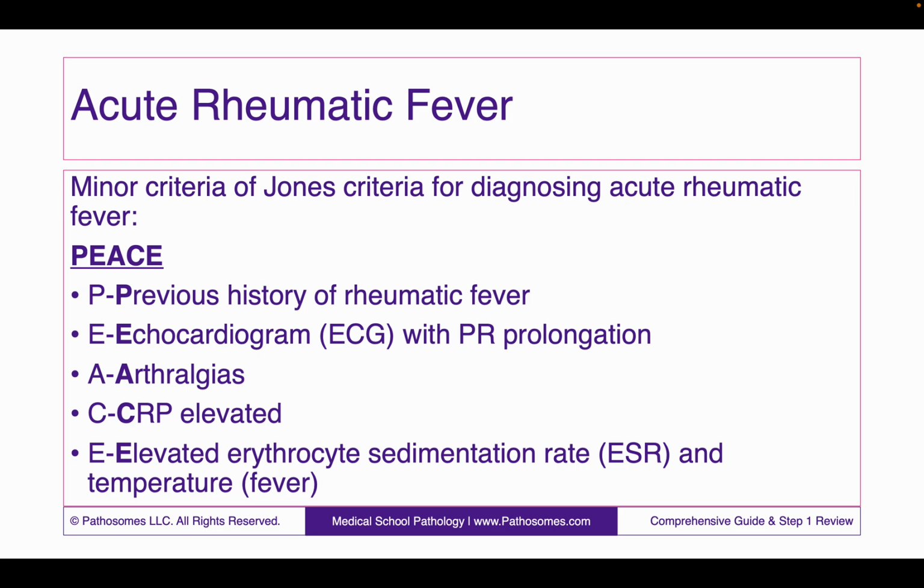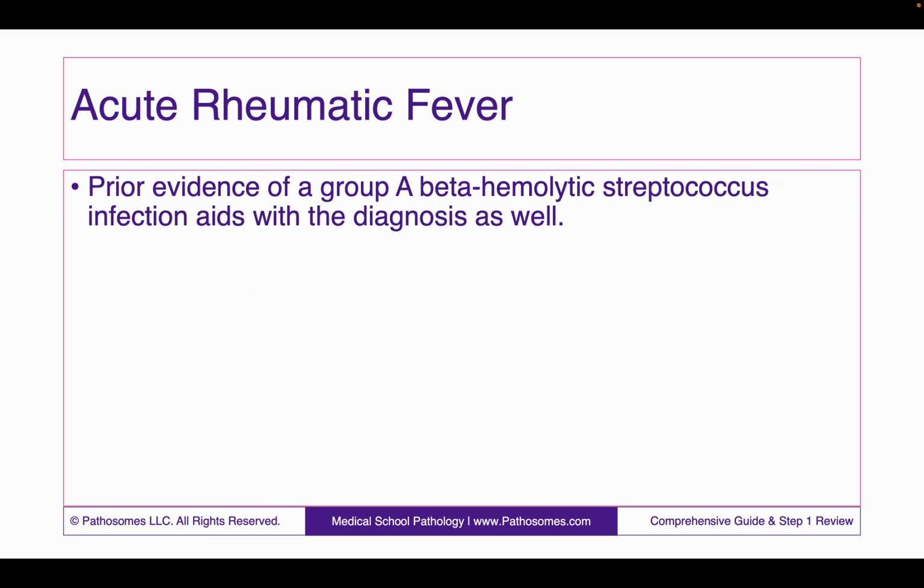Now, what are the minor criteria of Jones criteria for diagnosing acute rheumatic fever? Well, it's PEACE. Something that my ex-girlfriend didn't give me. Peace. Previous history of rheumatic fever, echocardiogram, arthralgias, CRP is elevated, and an elevated erythrocyte sedimentation rate, as well as an elevated temperature, hence fever. Okay? Prior evidence of a group A beta hemolytic streptococcus infection aids with the diagnosis as well.